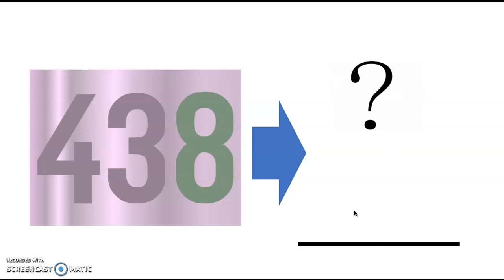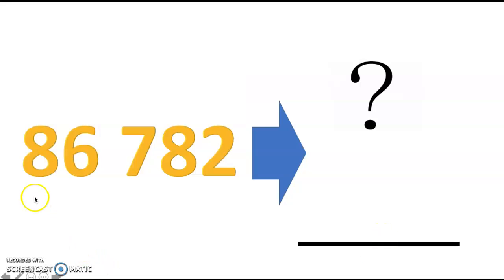Let's try this next problem of 438. Round it to the nearest hundred. Did you write 400? Then you are correct. Because in the tens column, we have a 3. That is 4 or lower, so the hundred stays the same, and we change the rest to zeros, giving us 400.